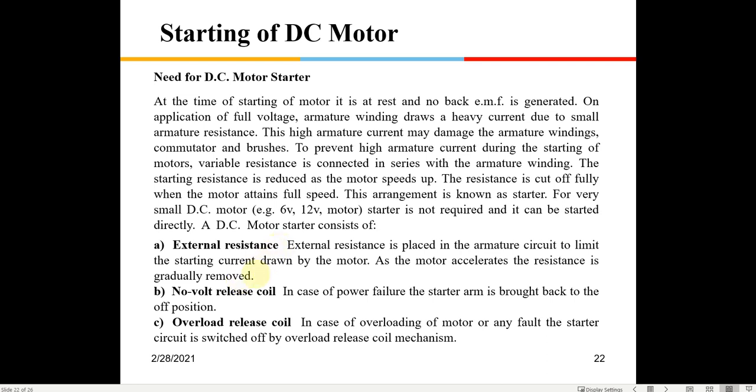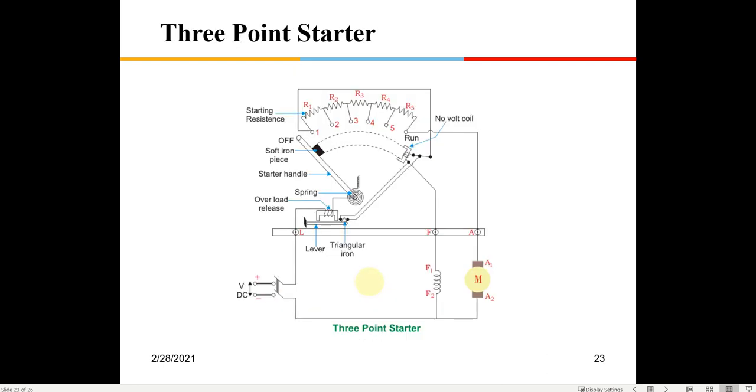Otherwise, there is also a requirement of a no volt release coil and an overload release coil. I'll explain this with a diagram in the very next slide. We have several kinds of starters for the starting of DC motors.